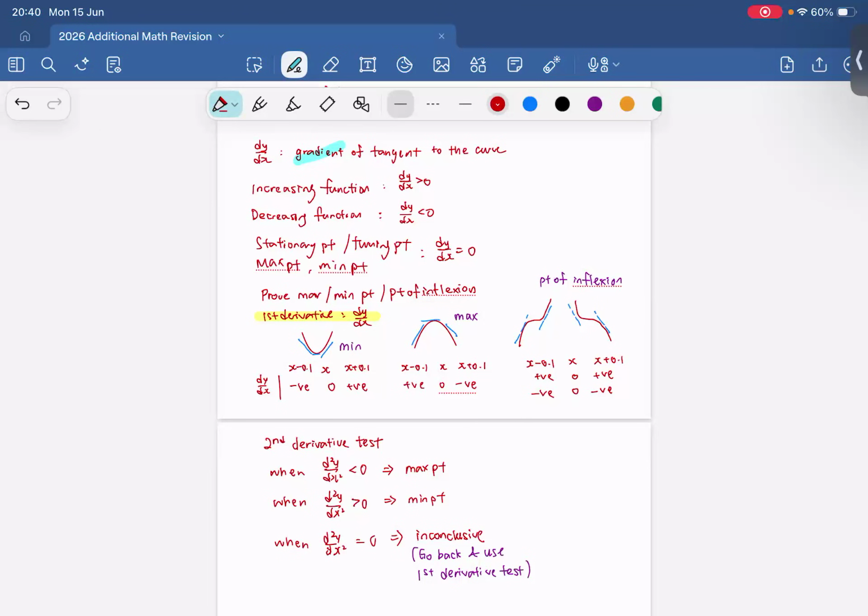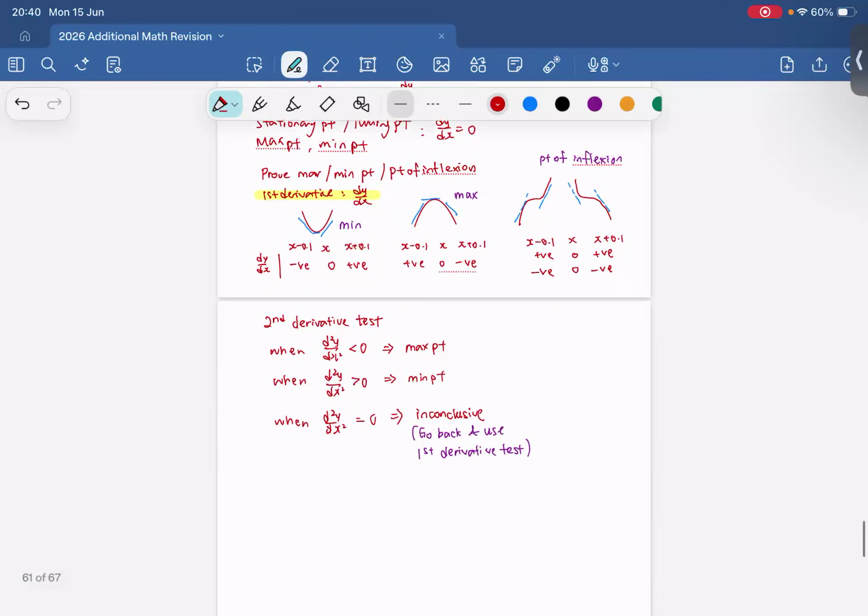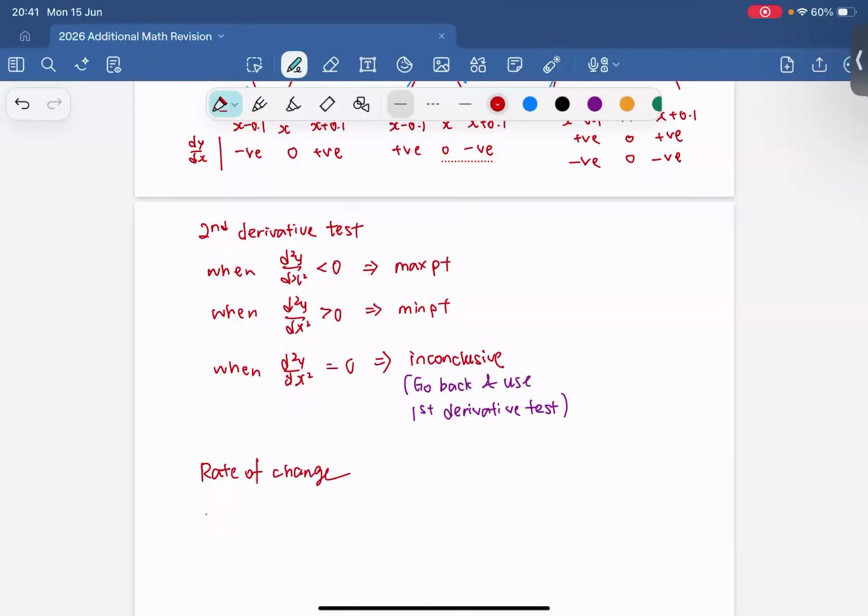Okay, the summary of the questions. First thing, differentiate this. Question 45A. So dy, quotient rule, 2x times one over half, minus.